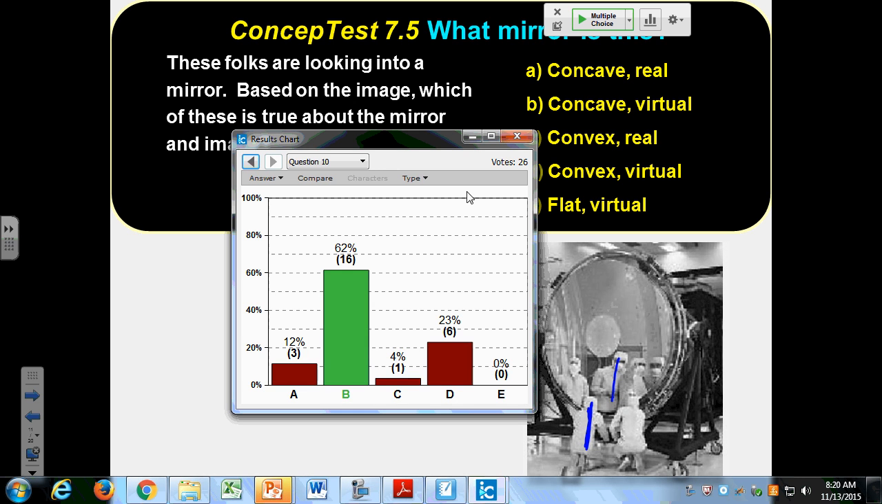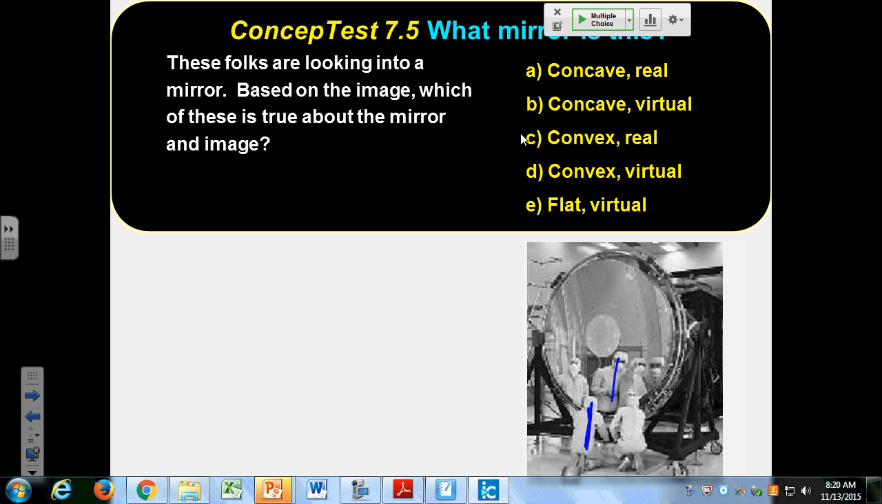Okay, B is right. This is a concave mirror. This is like when you look really close in a magnifying mirror, you get really big. It's concave. It's an upright image. Upright images are always virtual. Concave mirrors are also converging mirrors. That means that light rays coming into them are going to converge at the focal point.